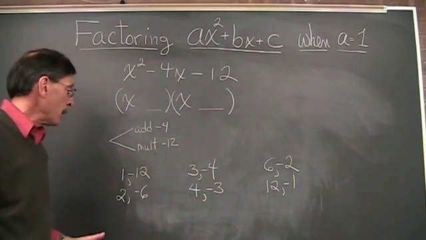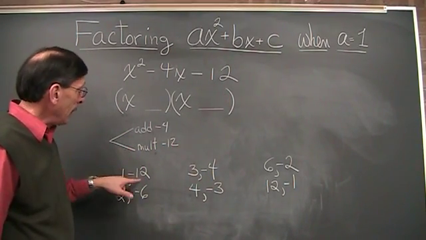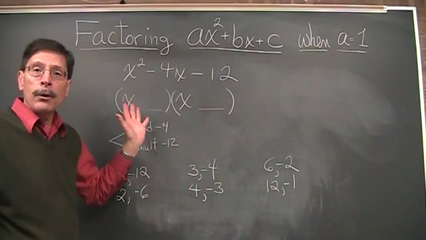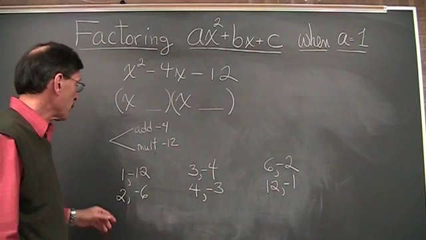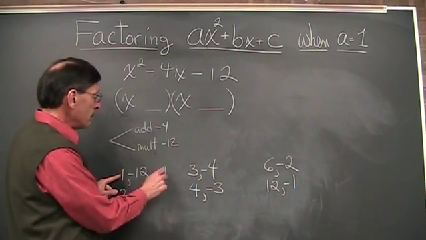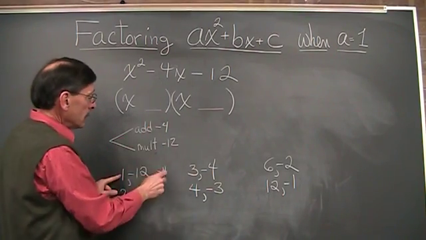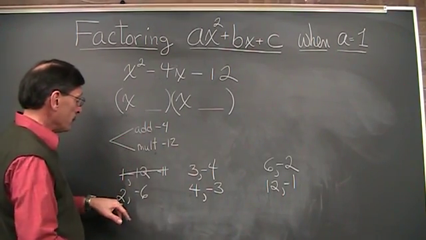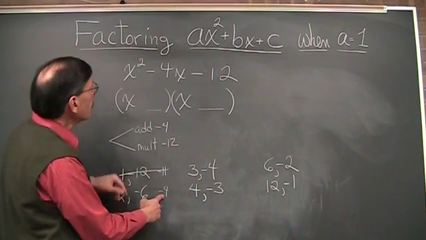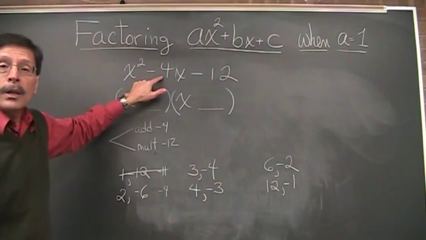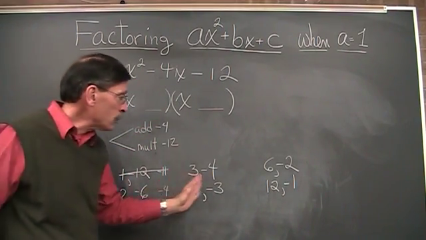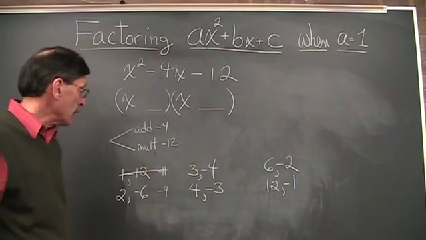All I have to do now is to go to each pair, add them together, and see which pair adds up to -4. That pair will be the numbers I'm looking for. So 1 added to a -12 is a -11. No, that does not give me a -4, that's out. 2 added to -6 gives me -4. -4 is the coefficient of the middle term. We have it, and we're done. We don't have to check the rest of the pairs in the list.